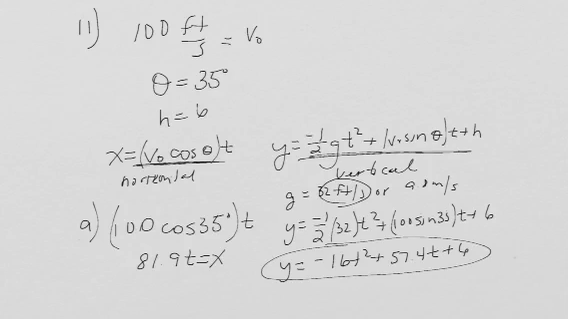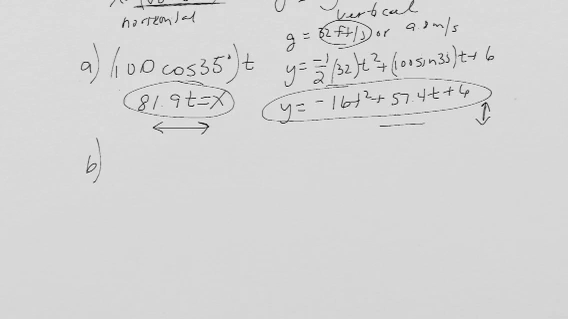So these are my parametric equations that describe the position of the ball as a function of time. Again, x is my side to side position over time, and y is my up and down position over time.